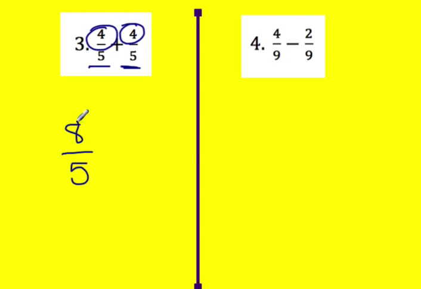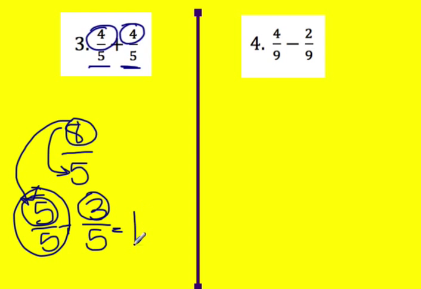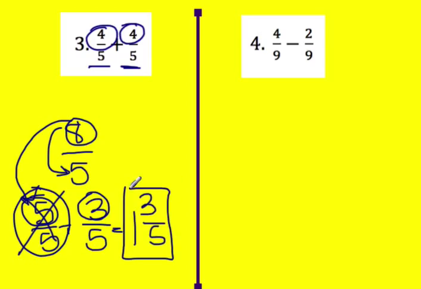Now I don't want to leave this. This is called an improper fraction because the top is bigger than the bottom. So I need to think, how many times does 5 go into 8? Well, it goes into 8 once. So I'm going to split up this fraction into 5 over 5 and 8 minus 5 is 3, so I get 3 over 5. Then 5 plus 3 is 8, so that checks out. This 5 over 5 we're actually just going to write as a 1. Now I've taken care of this, and what's left over is 3 over 5. So 1 and 3/5 is my answer for number 3.